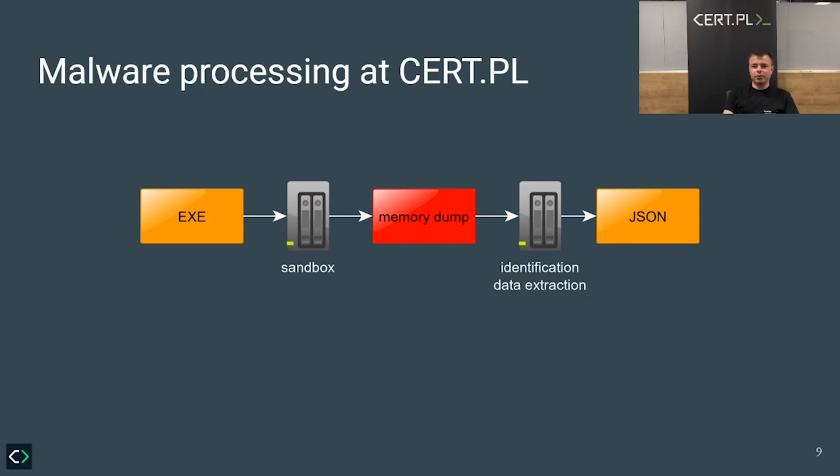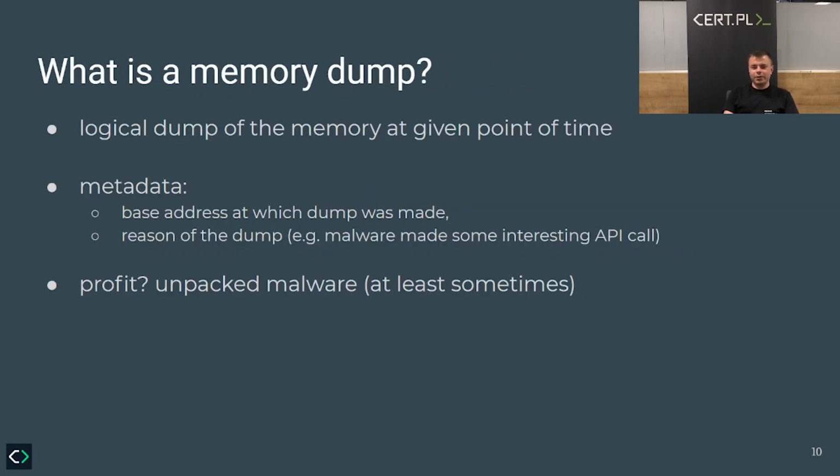So while the portable executable and the JSON are well-known concepts, what about memory dumps? The memory dumps, as far as we understand them, are the logical dump of the memory at a given point of time, and they are relevant together with important metadata, which is the base address at which the dump was made. And also the reason for the dump is very important to know. For instance, we did a memory dump because malware called some crypto API or internet API, which would indicate that this malware is already unpacked in memory. And the profit is the unpacked malware, or at least sometimes.